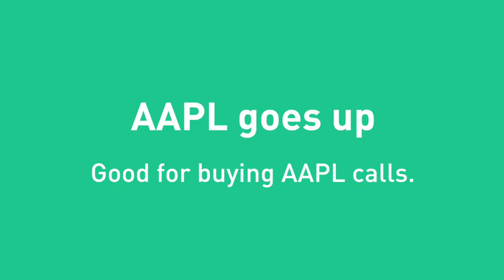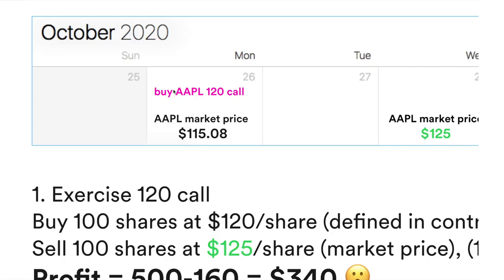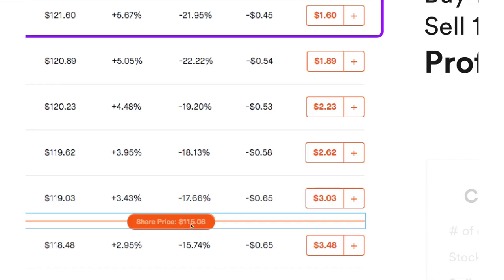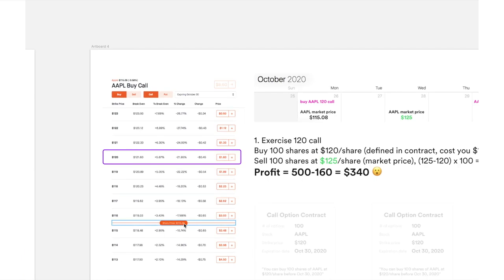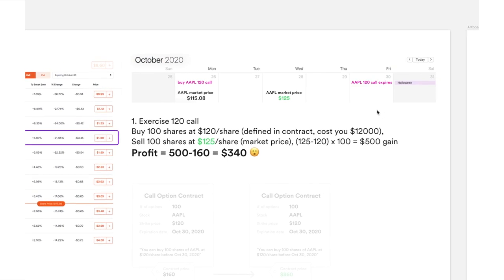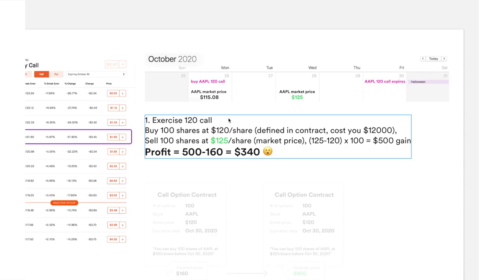Now let's take a look at the bull case, which means the Apple stock price goes up. So on Monday, you purchase this Apple 120 call, right? 120 call costs you $160. So the market price is $115.08. So let's say on Wednesday, Apple is having a great run. It goes all the way up to $125. What you can do is you can exercise this Apple 120 call because you bought the contract, you can use it, you can exercise it.